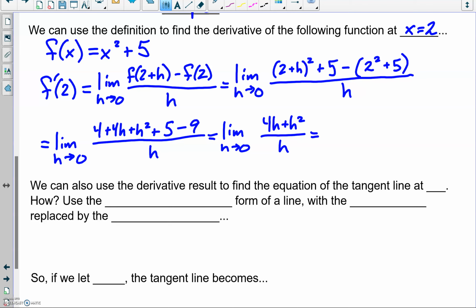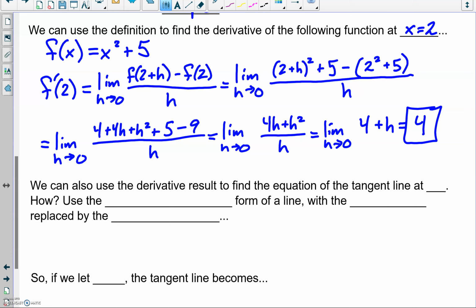And now I want to simplify even further. Up top, there's a common h to both those terms. I could factor it out, cancel it with the h down below. So using some algebra skills here, what you're left with is just 4 plus h. And now you let h go to 0, and you get 4. So the derivative value is just 4.